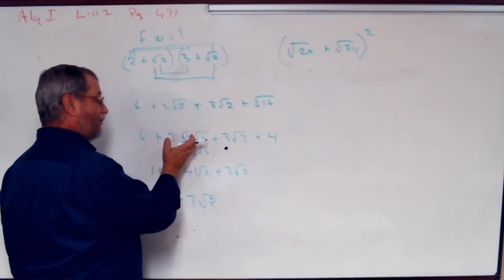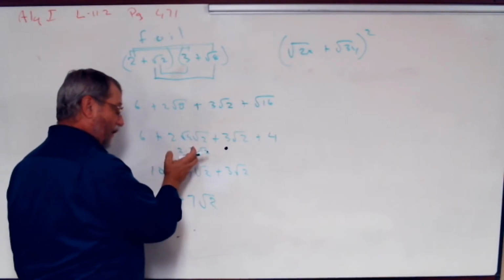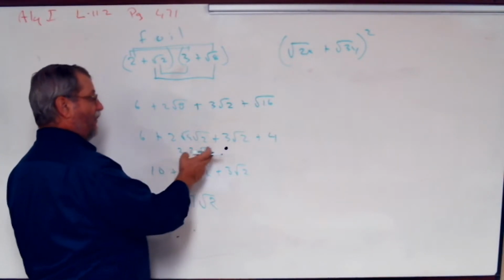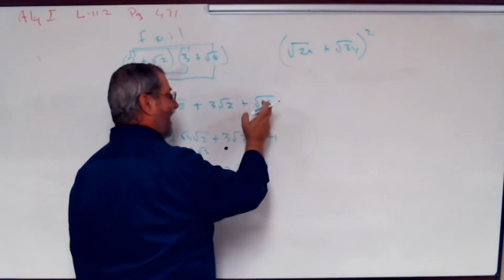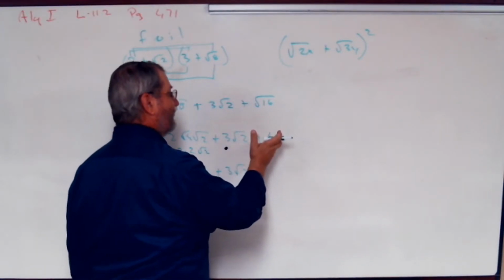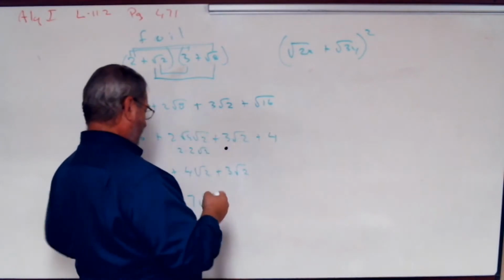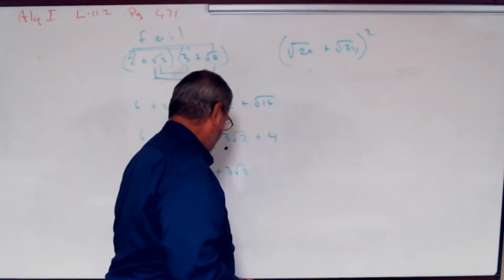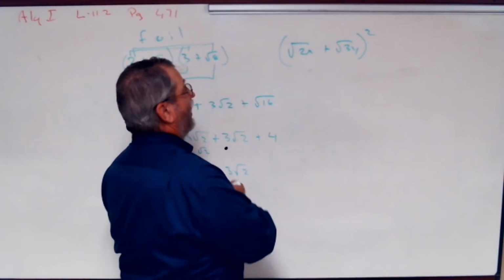Just make sure when you take the square root of 4, you don't get the square root of 2. It is just 2. When you take the square root of 16, it is not the square root of 4. It's just 4. You've got to quit doing that. That's crazy. Stop it.